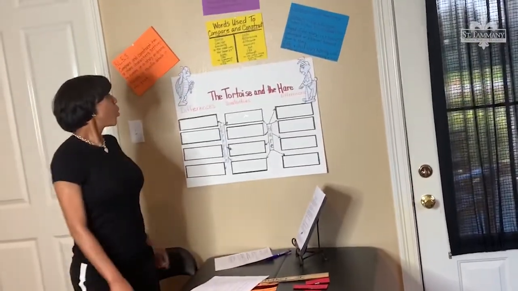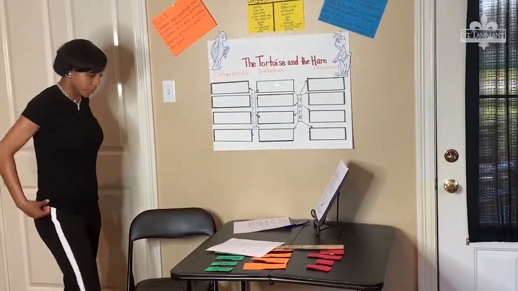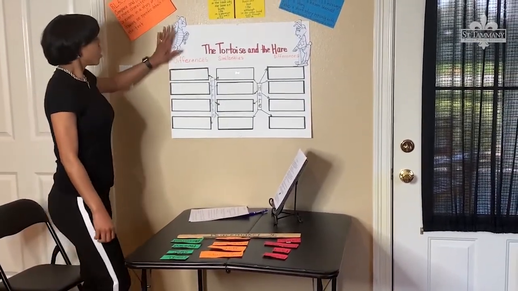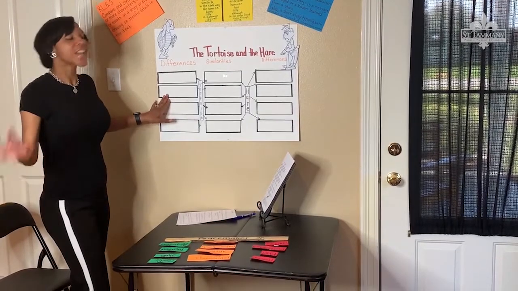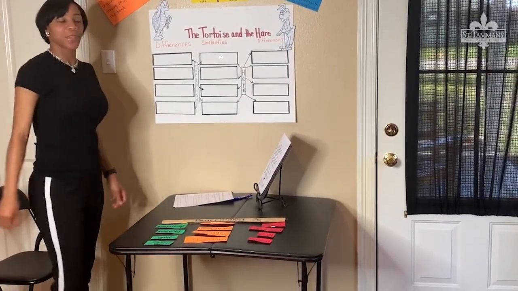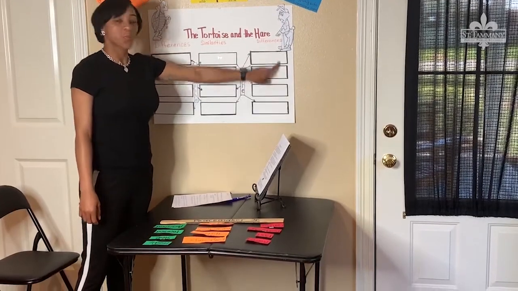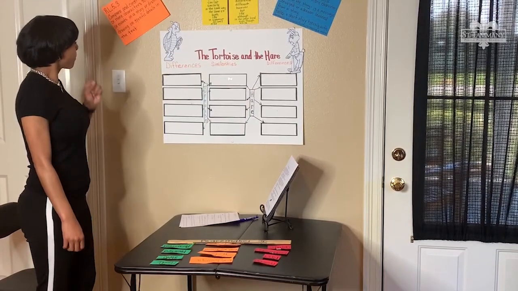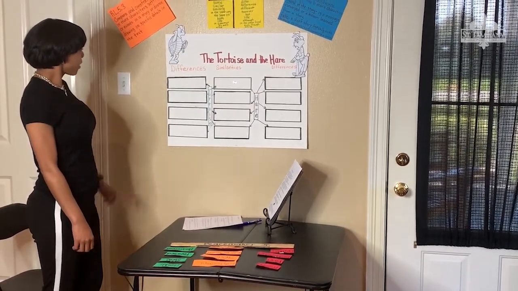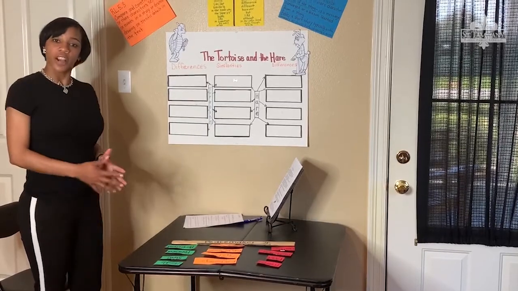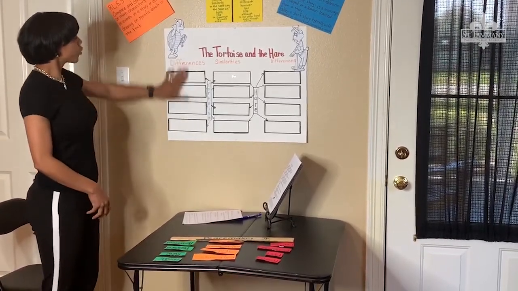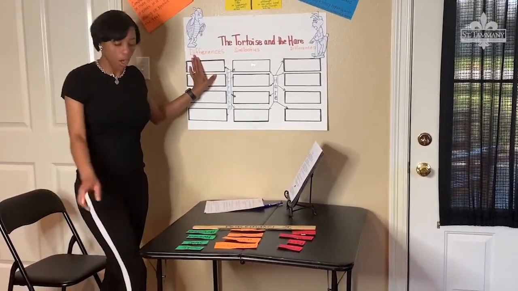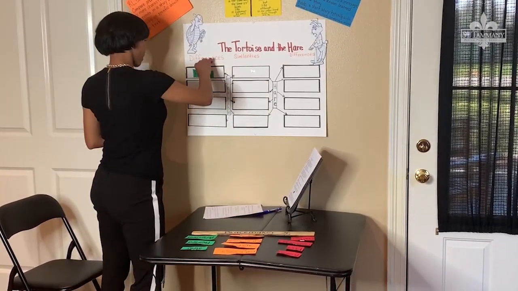Now, we're going to complete this diagram together. On this side, we have the tortoise, absolutely. And on this side, we have the fast hare. So now we're going to pick some characteristic traits and put them in here. The first trait is what? What trait describes the tortoise? Yes, he was so humble. Yes, humble and quiet.